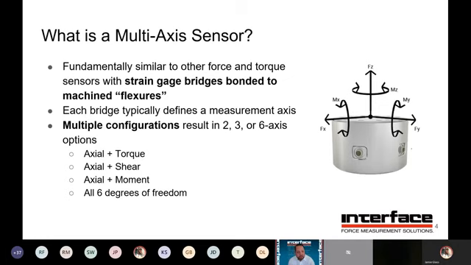For example, a lot of our sensors are going to be axial torque or axial shear. Those are going to be some of our 2- and 3-axis sensors. So for axial torque, you'd be talking about the FZ along with the MZ torsional value. For axial shear, that would be an FZ with the FX and FY shear components. And then some models will handle all 6 degrees in terms of all 3 load axes as well as all 3 moment axes.